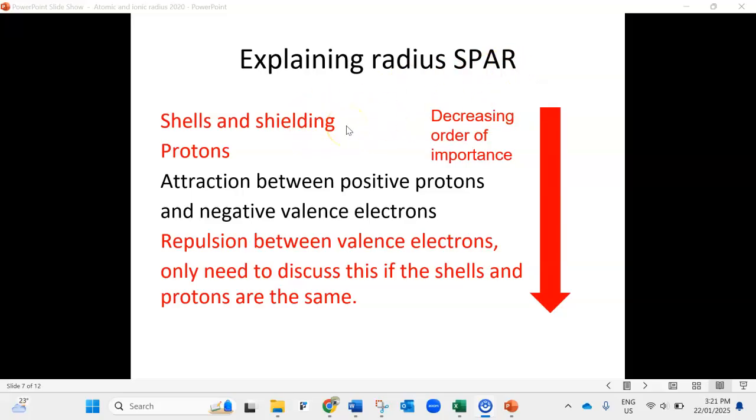First of all, you talk about the number of shells and the shielding. Then you talk about the number of protons. Then you talk about the attraction between the positive protons and the negative valence electrons. And then, if the shells and the protons are the same, you talk about the repulsion between the valence electrons. That only occurs if you are discussing negative ions. Let's have a look at how that works.